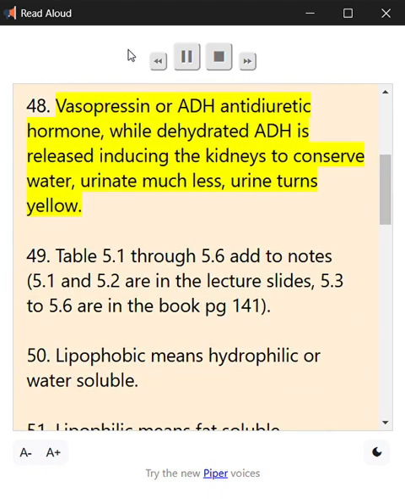48. Vasopressin or ADH, antidiuretic hormone: while dehydrated, ADH is released, inducing the kidneys to conserve water, urinate much less, and urine turns yellow. 49. Table 5.1 through 5.6 add to notes. 5.1 and 5.2 are in the lecture slides. 5.3 to 5.6 are in the book, page 141.